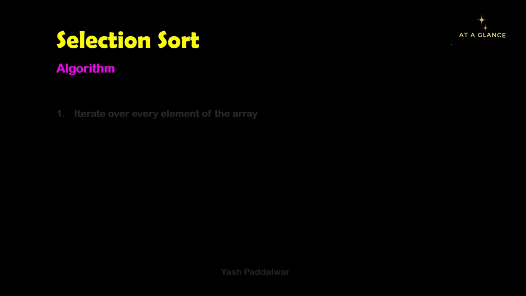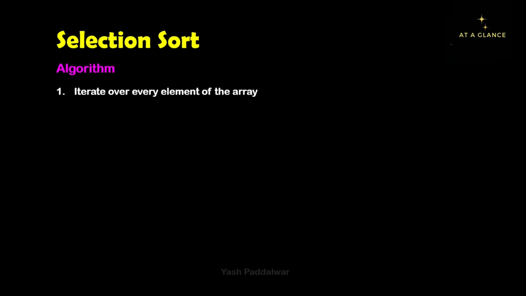In this video, we will be seeing selection sort algorithm at a glance. So let's have a look at the algorithm. The first step in selection sort is to iterate over the array from the first element. Next, we will consider every current element as min index and its position will be considered as counter.